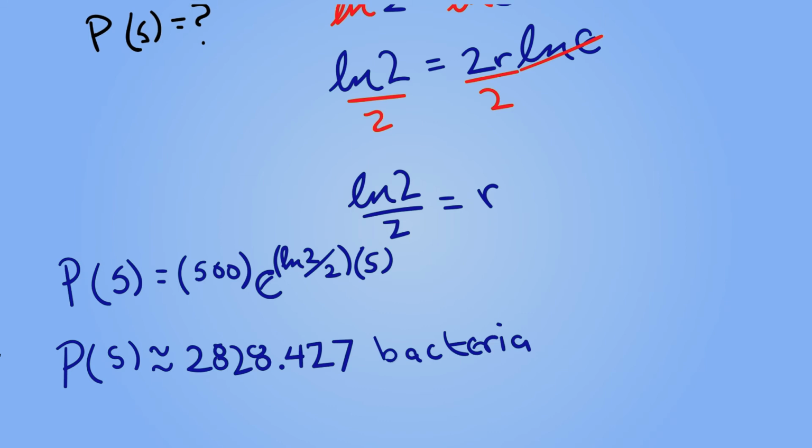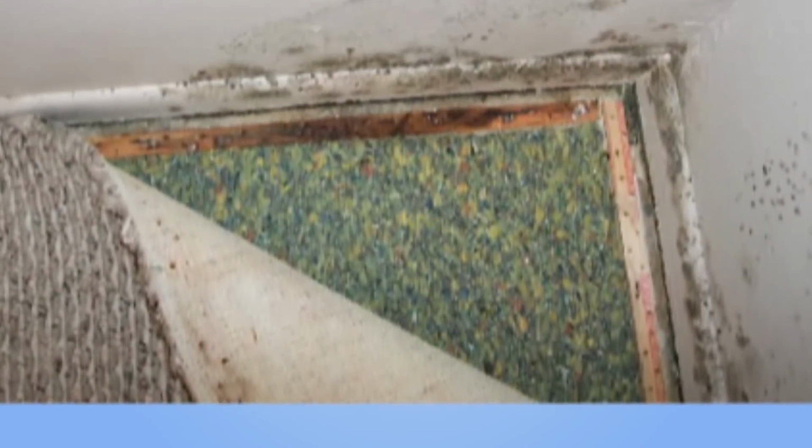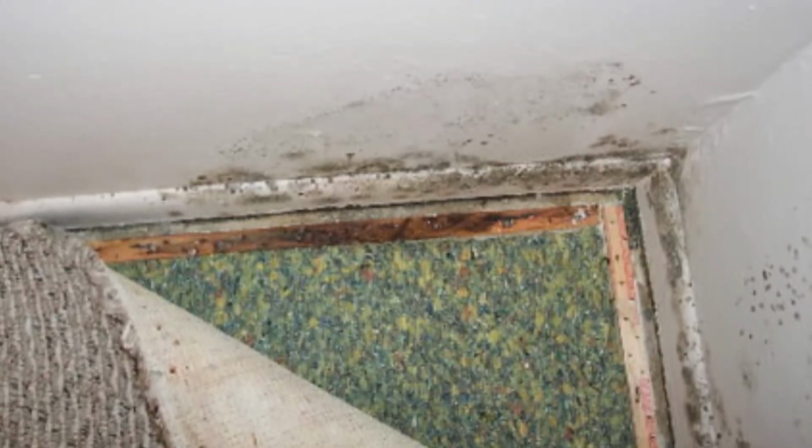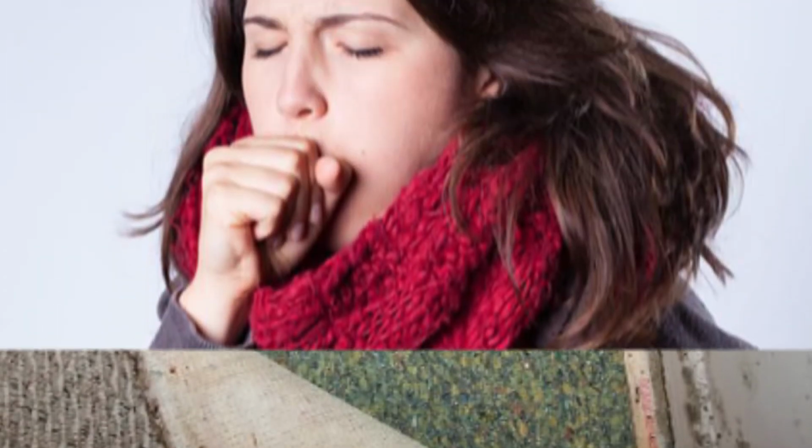Exponential growth and decay can be used to measure how fast mold grows in your house. This would be helpful if you had a sickness going around and you could trace back when the mold started growing to when you started getting sick to see if there's any correlation.